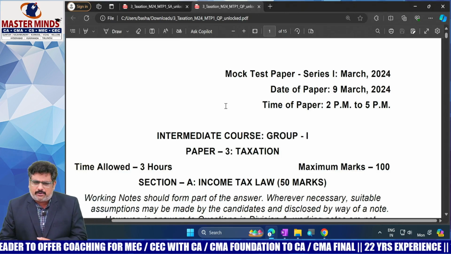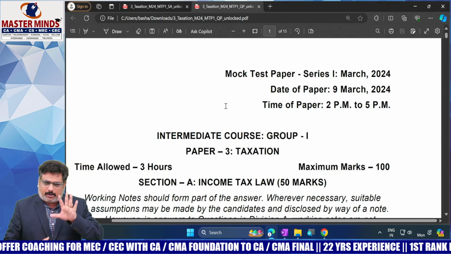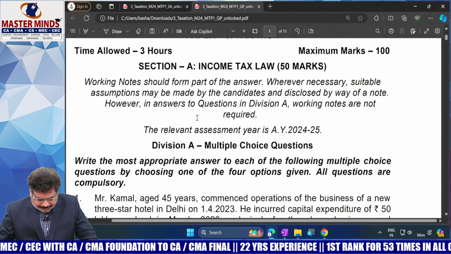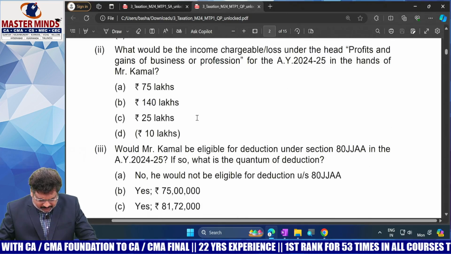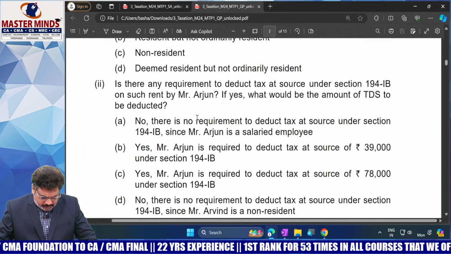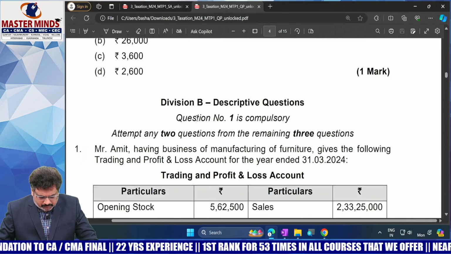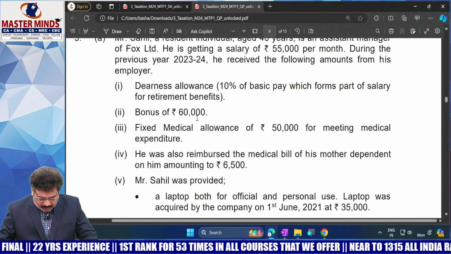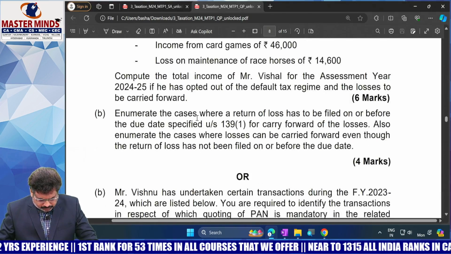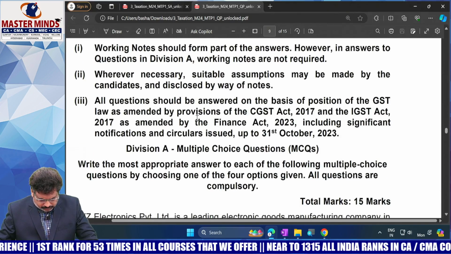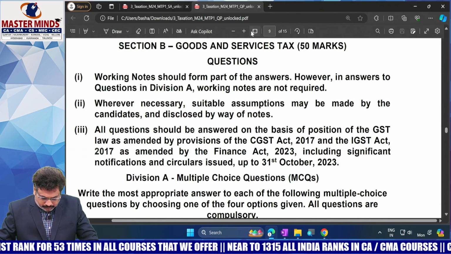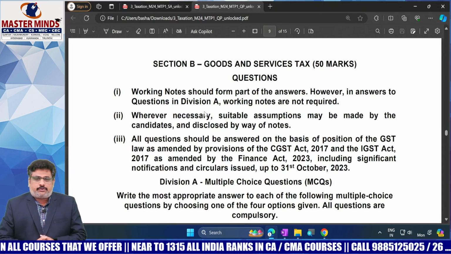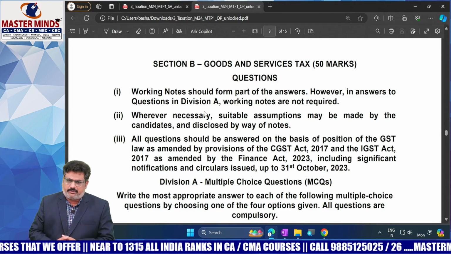Stay tuned. So now we are going to discuss this topic relating to our GST, which is there in Group 1, Paper 3. This is with respect to your income tax. So this is Section B, GST.